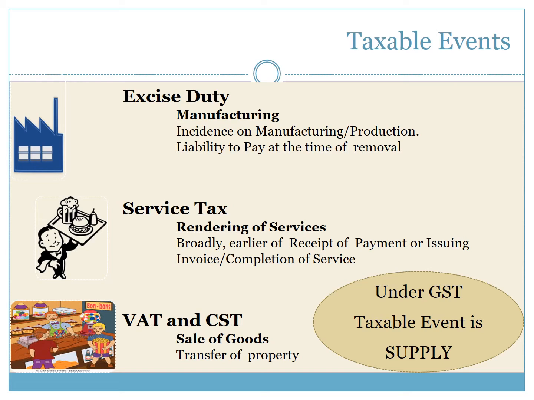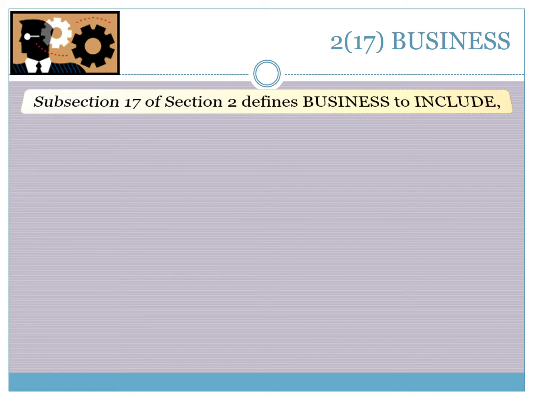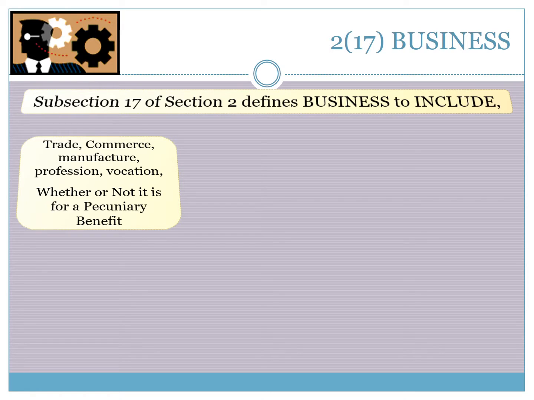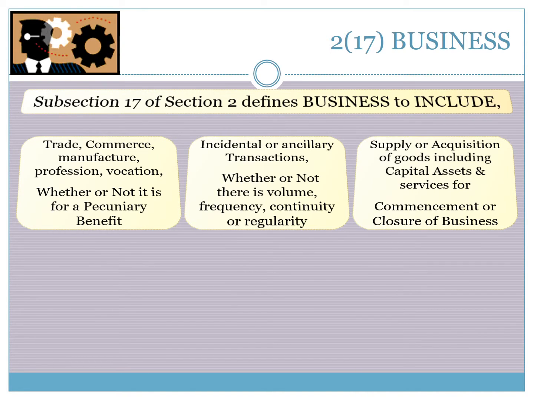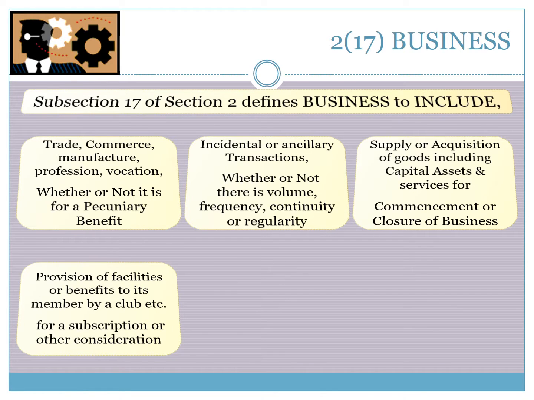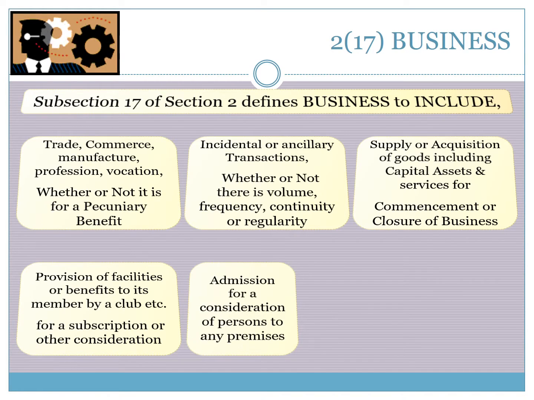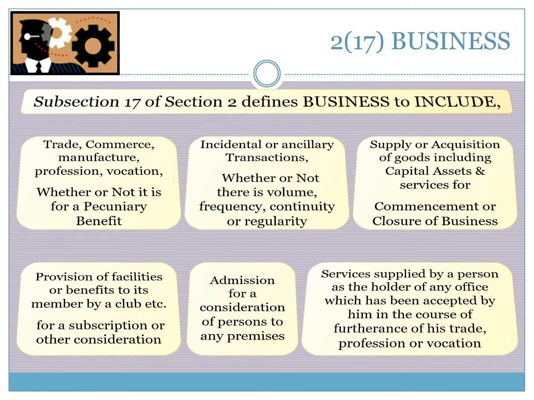In order to help us understand the meaning of supply, let us first go through the definition of business. Subsection 17 of Section 2 defines business to include trade, commerce, manufacture, profession, vocation or any other similar activity, whether or not it is for a pecuniary benefit. Such incidental or ancillary transactions, whether or not there is volume, frequency, continuity or regularity. Supply or acquisition of goods, including capital assets and services, in connection with commencement or closure of business. Provision of facilities or benefits to its members by a club, etc., for a subscription or other consideration. Admission for a consideration of persons to any premises, and services supplied by a person as the holder of any office which has been accepted by him in the course of furtherance of his trade, profession or vocation.